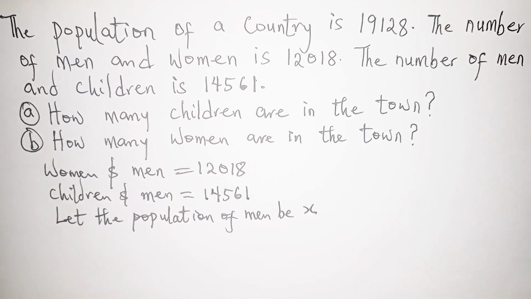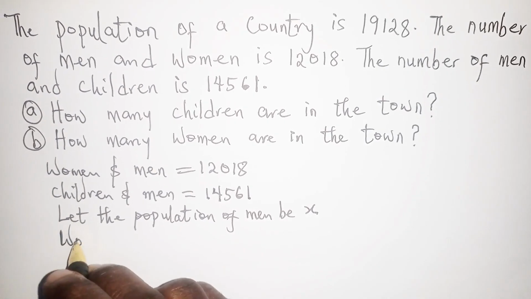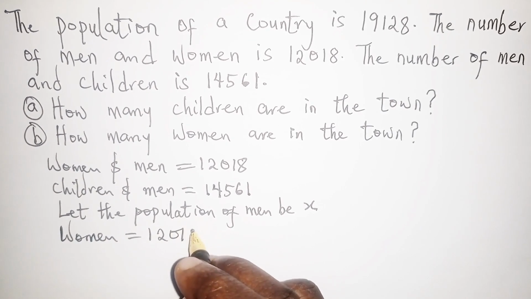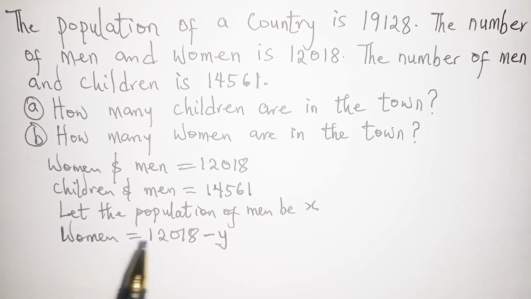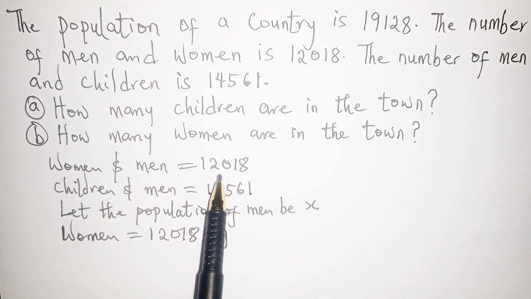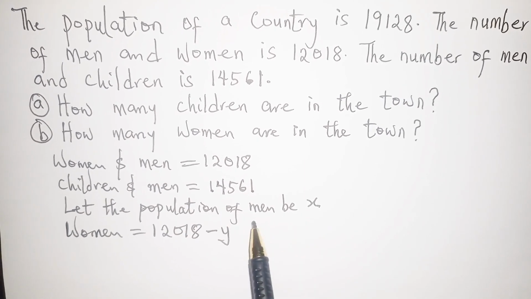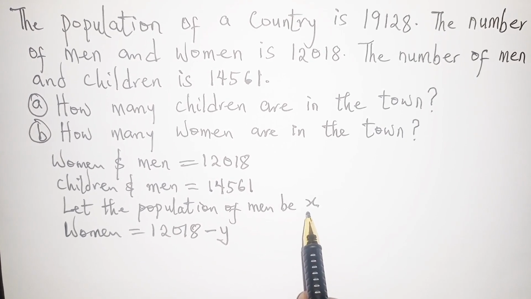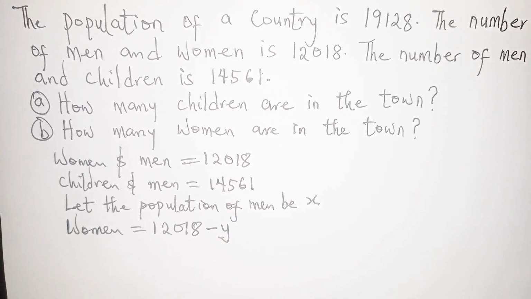So since we've done that, we can say that the women is 12,018 minus X. Why did we say so? Remember, the question says men and women sum up to 12,018, and this time we've attached a letter to the men, which is X. So when we subtract the number of men from the total of men and women, it gives us the women. So that's why I was saying this.